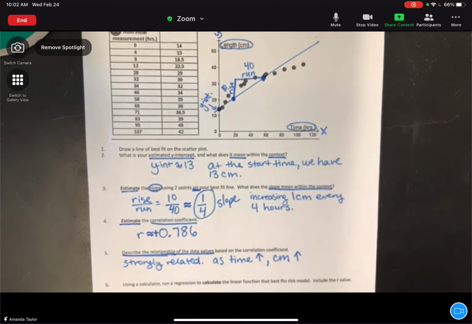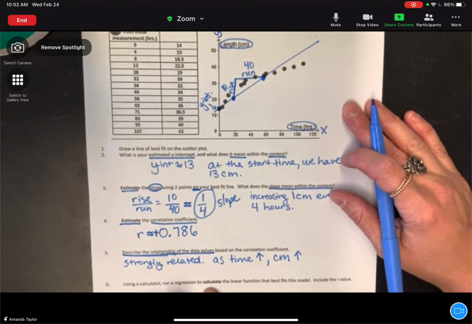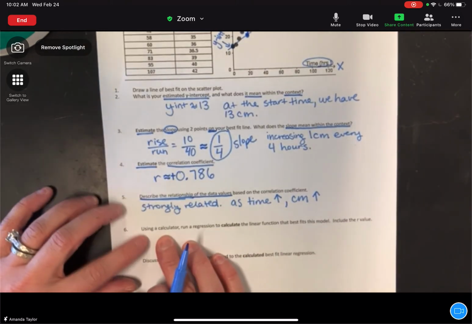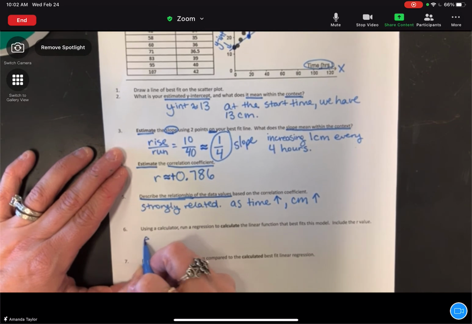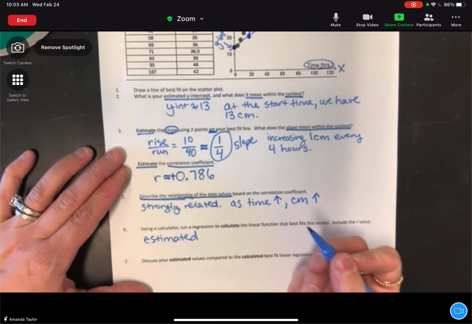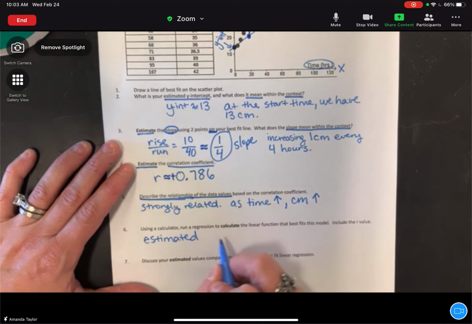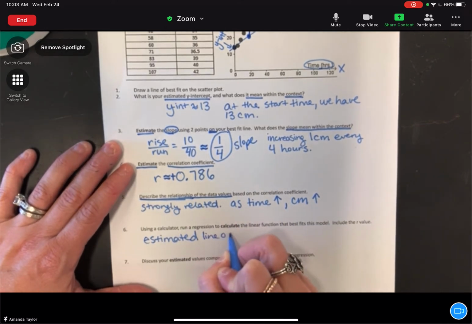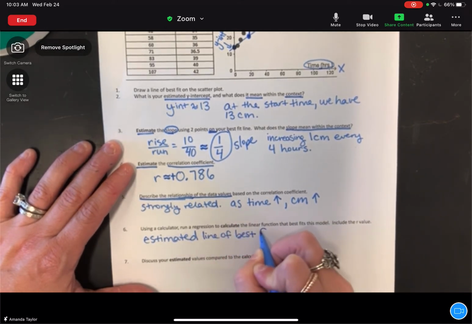Here's the fun part. So let's write our line of best fit. I didn't even put that in here. Let's write our estimated line of best fit. Using a calculator. Before we use the calculator, let's do our estimated line of best fit.